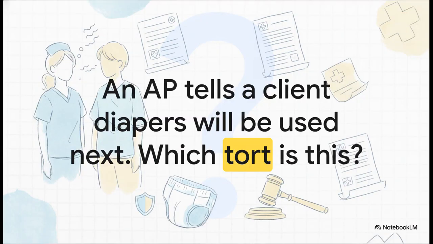Okay, NCLEX tip time. Let's test this. An assistive personnel tells a client, hey, if you use that urinal improperly again, you're going into diapers. Is that assault, battery, or false imprisonment? What do you think? It's A, assault. Why? Because it's a threat. They're making the client afraid of what will happen. Nothing has physically happened yet, but that verbal threat is the assault.